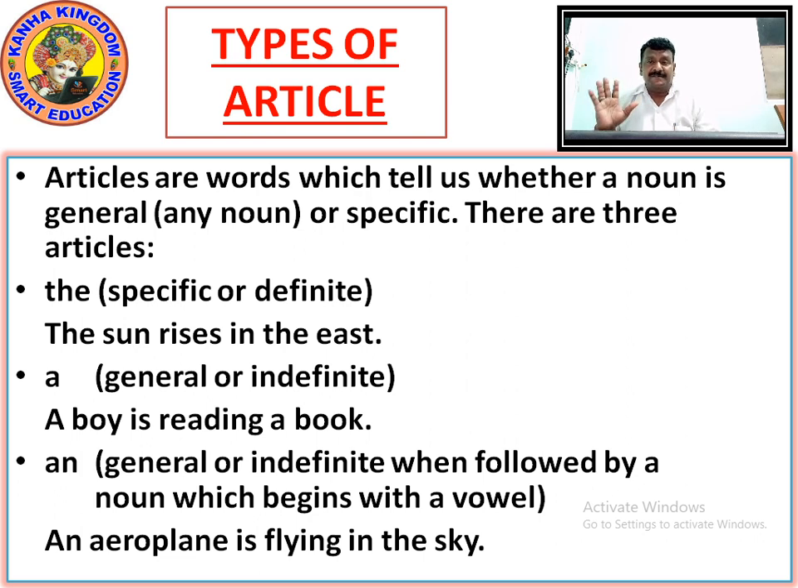So the words used are A and AN. AN is used where the noun begins with a vowel. And when it is general or indefinite, we use a book, a dog, a kite, right? So now let's go to the next page.